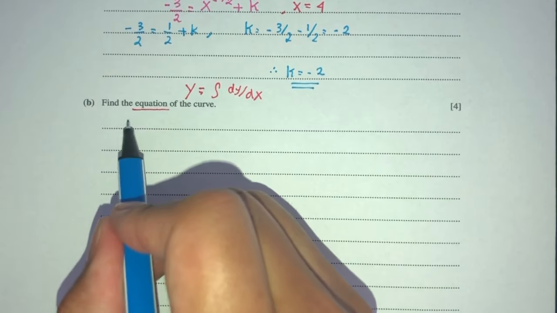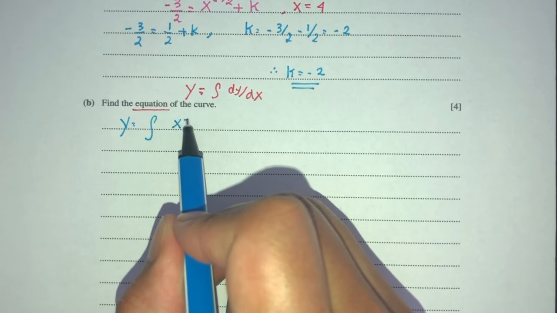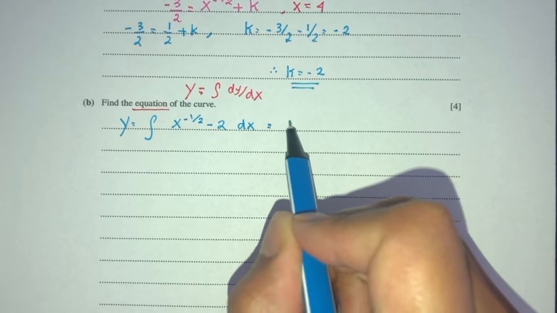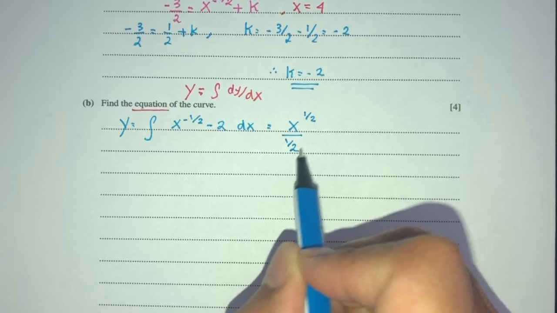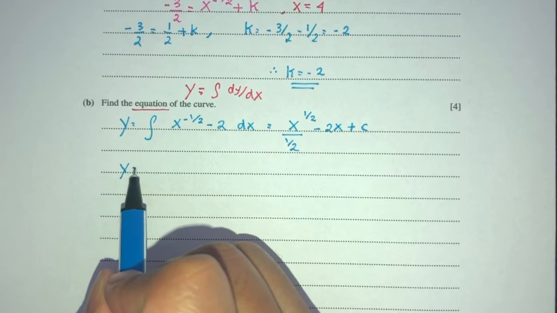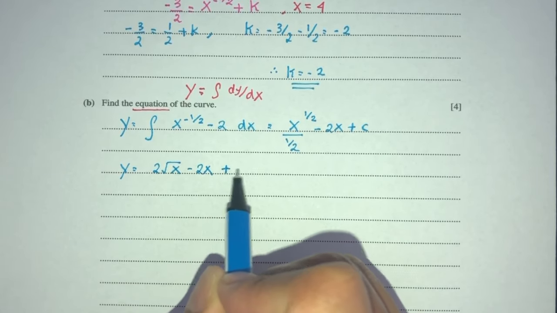So replace, y will be the integration of x power minus half minus 2 dx. Now this will become x power half, right? Add 1, then divide by the new power, minus 2x plus c. Simplify, y will become 2 root of x minus 2x plus c. Now we have to find the value of c.